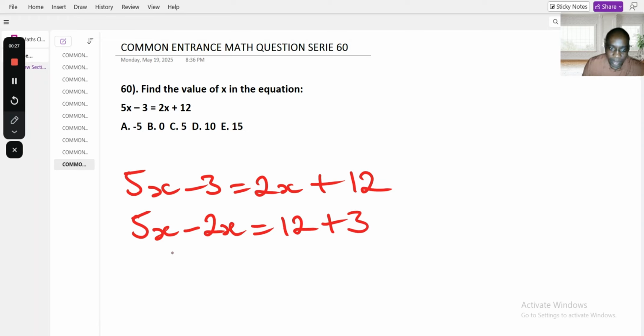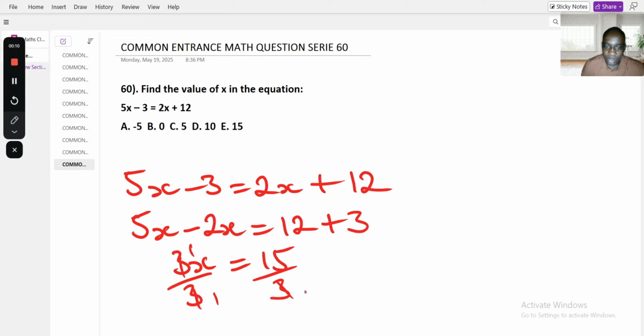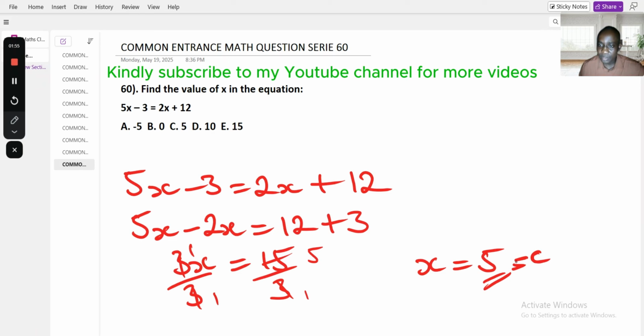5x minus 2x is going to give us 3x. 12 plus 3 is going to give us 15. The next thing we are going to do now is to divide both sides by 3, the coefficient of x, so that the x can stand alone. Divide both sides by 3. 3 here 1, 3 here 1, 3 here 1, 3 here 5. Our final answer equals 5. Do we have 5 there? Yes. C. Yes, correct. That's our final answer.